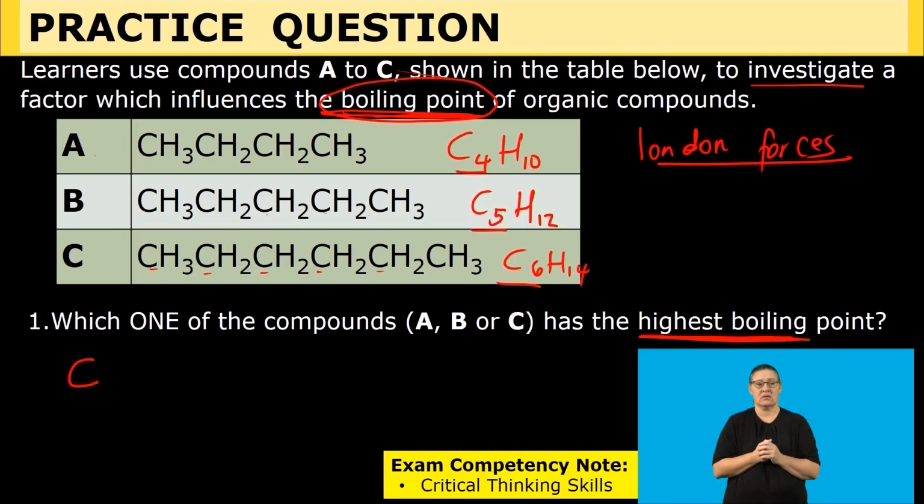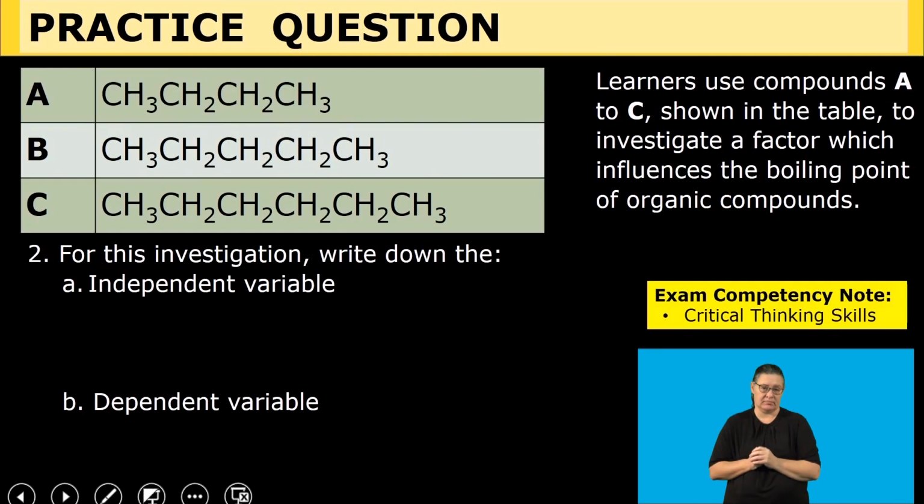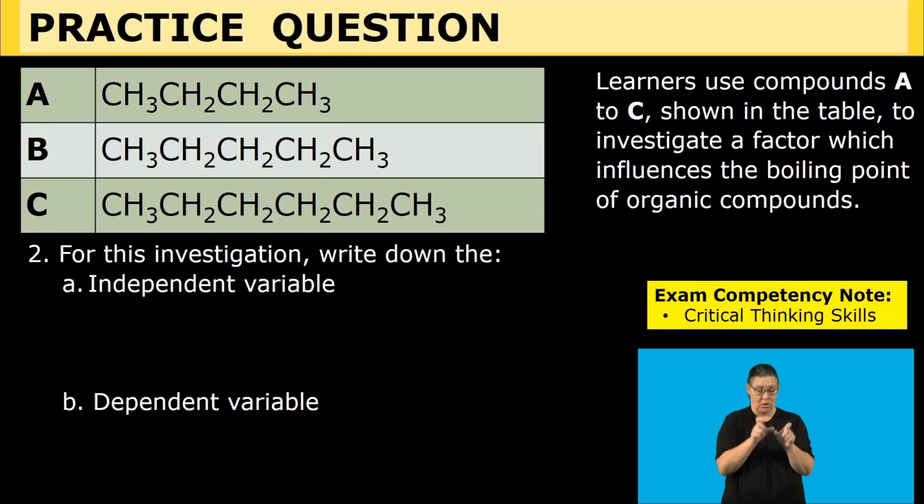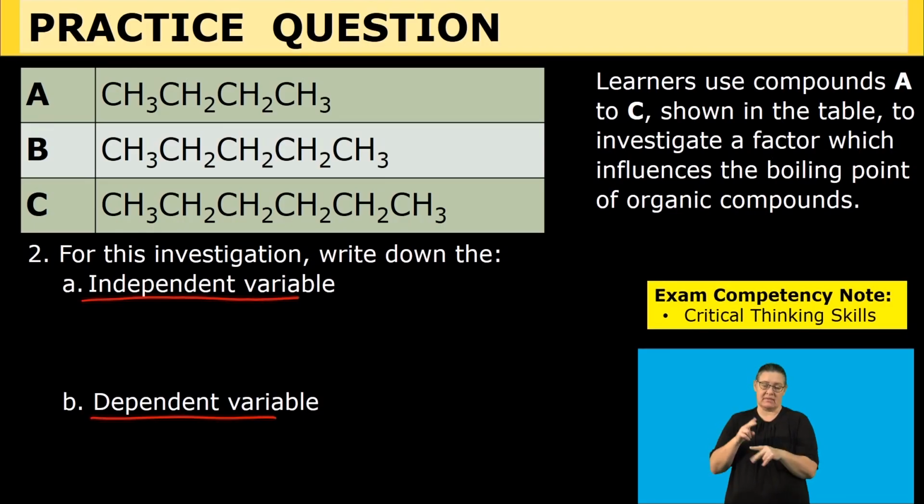And we know the reason is the chain length that is increasing within the same compound, or rather within the same homologous series. Then we are still given the same 3 compounds, and now they want us to write down the independent variable and the dependent variable.